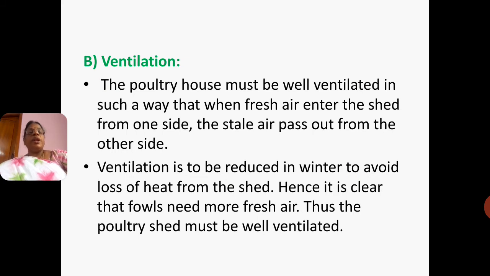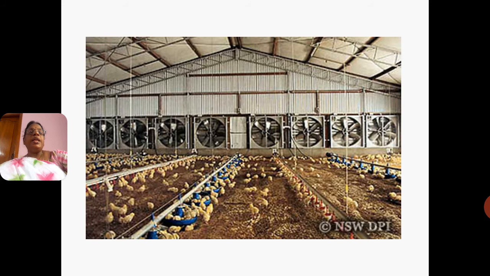Next one is ventilation. The poultry house must be well ventilated in such a way that when fresh air enters the shed from one side, the stale air passes out from the other side. Ventilation is to be reduced in winter to avoid loss of heat from the shed. Hence, it is clear that fowls need more fresh air. Thus, the poultry shed must be well ventilated.